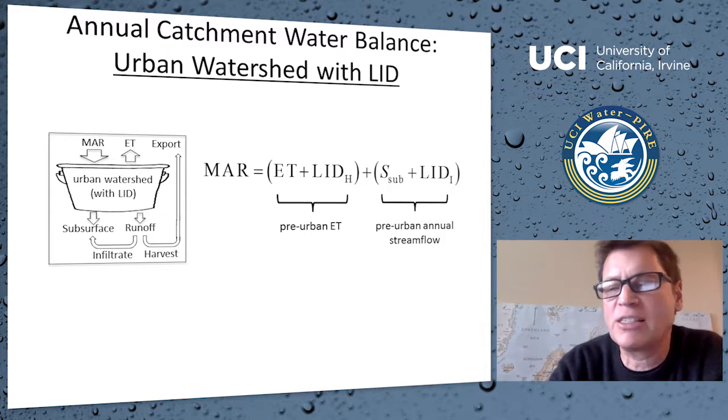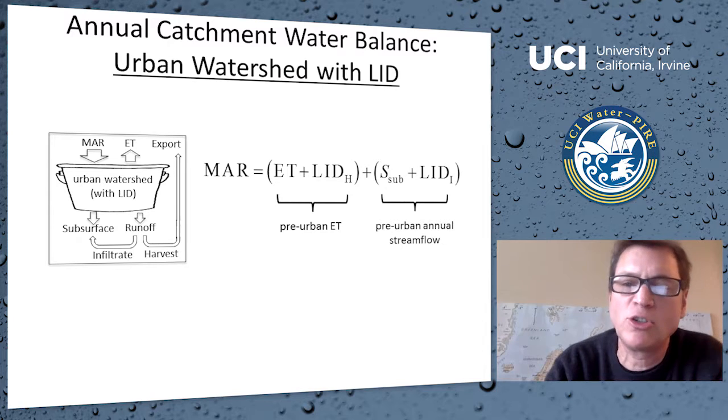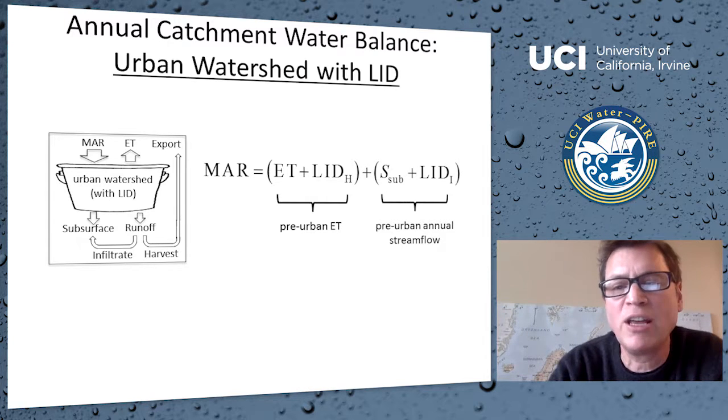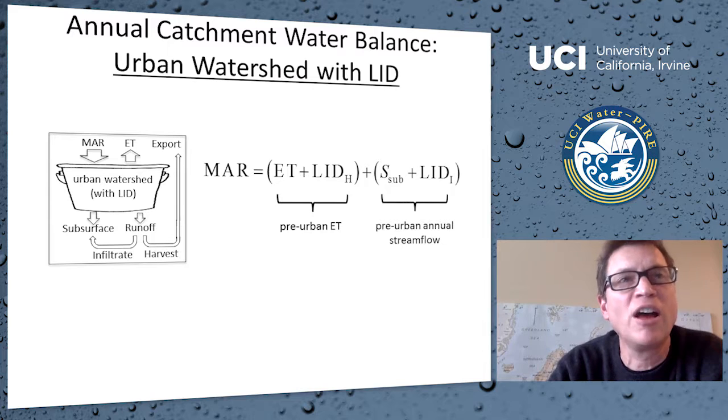And then if you click on the next animation, you're seeing the sort of water balance that goes with that concept. Mean annual rainfall basically consists of these two terms in parentheses. One really represents the pre-urban evapotranspiration, which is the evapotranspiration under urban conditions, plus all the harvested water that you pick up with LID.